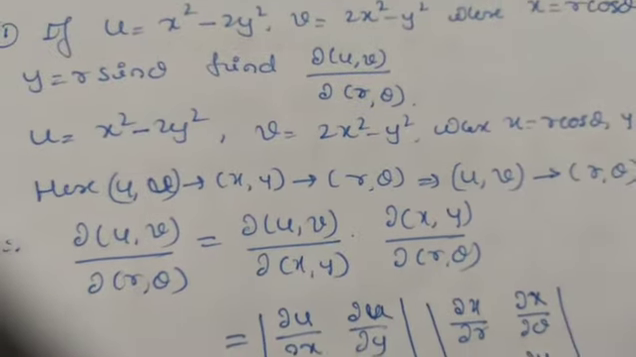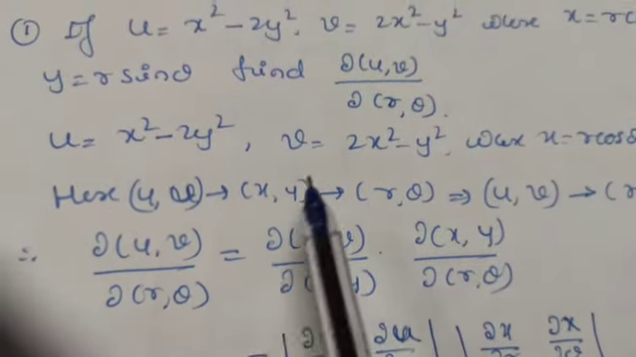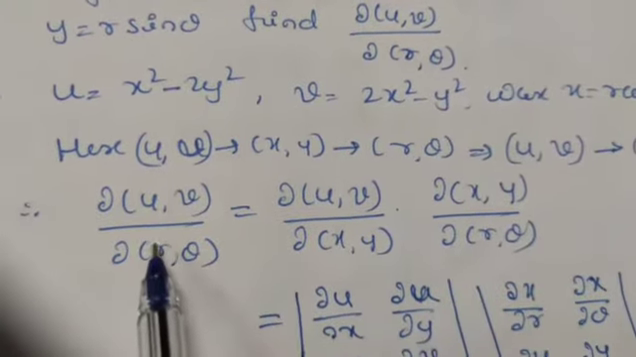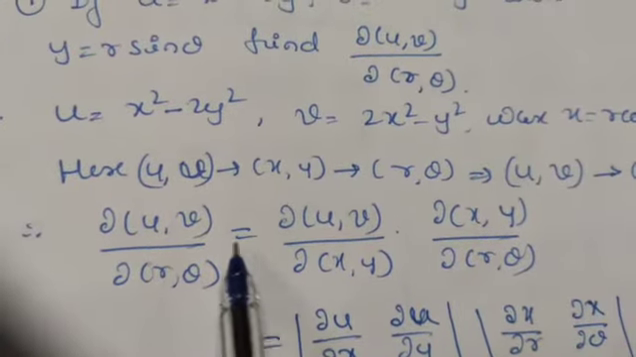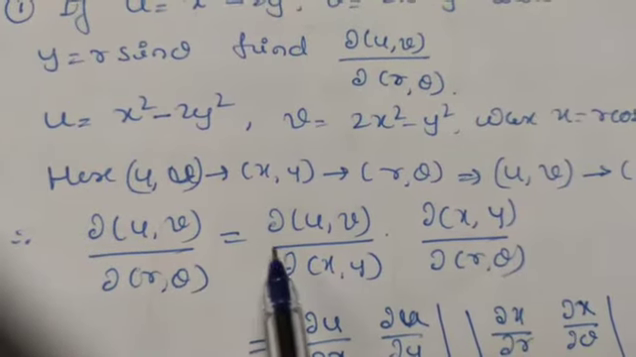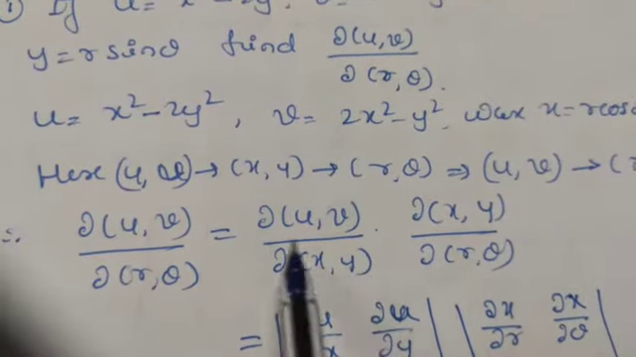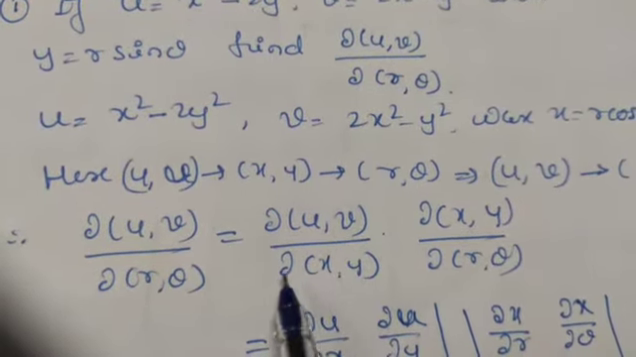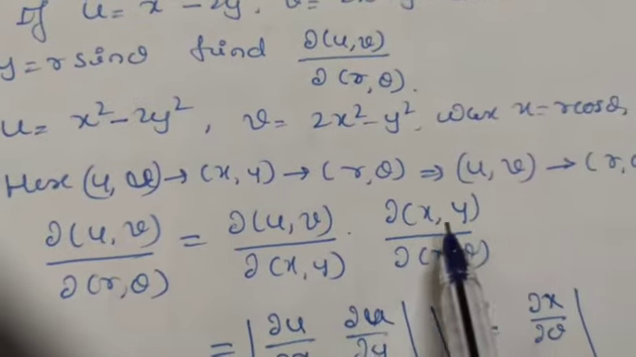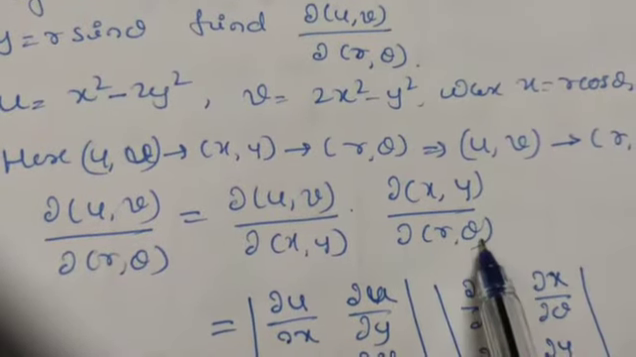Let us use the first property, the composite function property. Here it is asked to find ∂(u,v)/∂(r,θ). We know u and v are not in terms of r and θ. So first you have to find the Jacobian of u and v with respect to x and y, that is ∂(u,v)/∂(x,y), into, again, x and y are in terms of r and θ, ∂(x,y)/∂(r,θ).